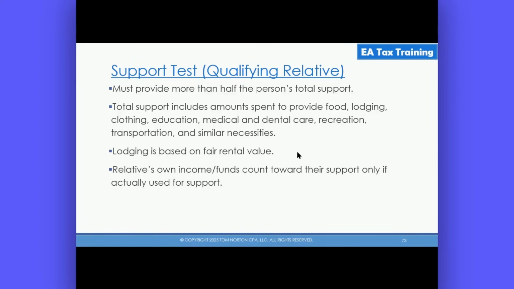Lodging is based on fair rental value. In other words, what would that person, the dependent, have to pay to get similar lodging somewhere else? You can use that fair rental value when you're determining whether or not you provide more than half of that person's total support. And that relative's own income and funds count toward their support only if it's actually used for the support. So they could have $1 million in the bank, but if they don't use that $1 million for their support, then it does not count towards their own support.